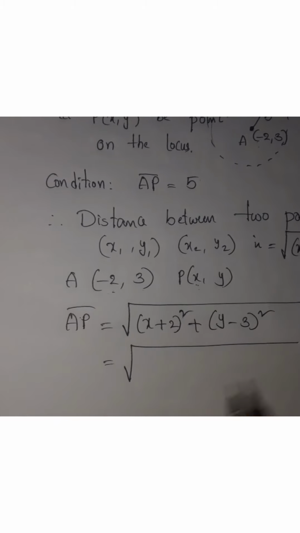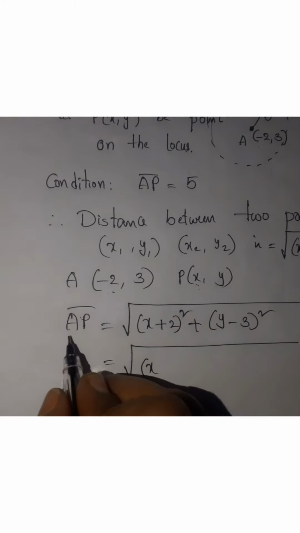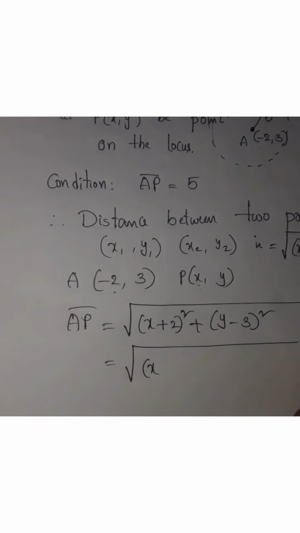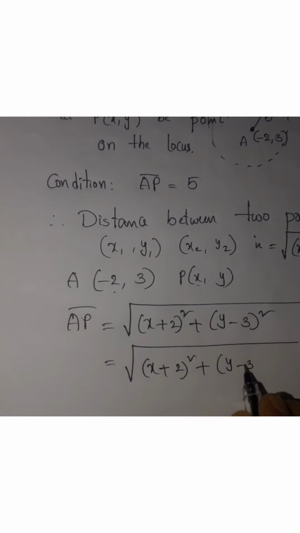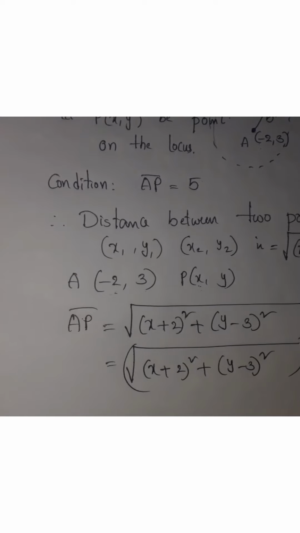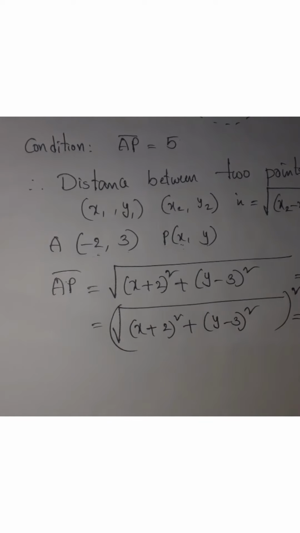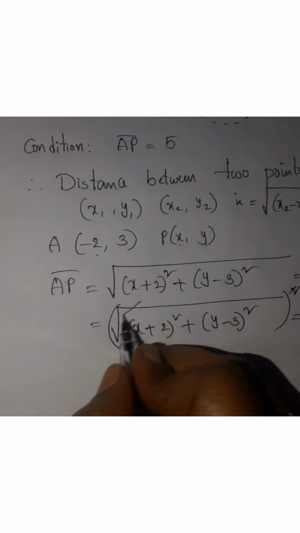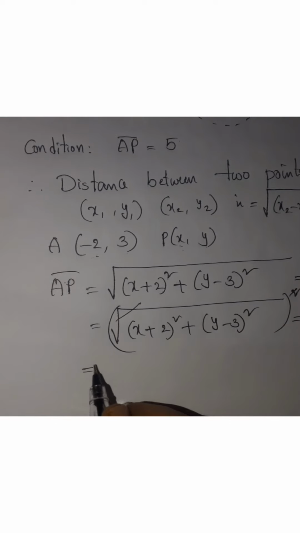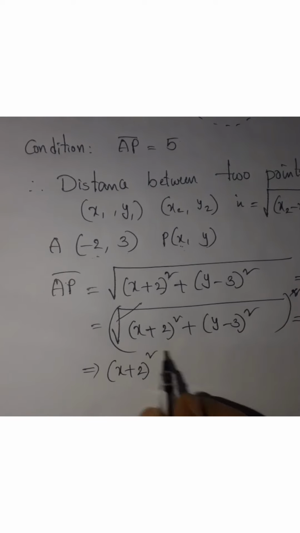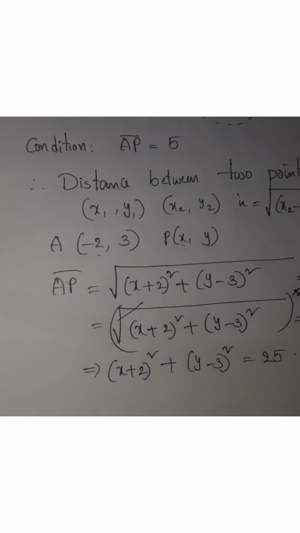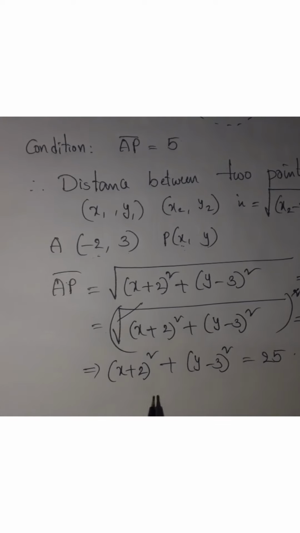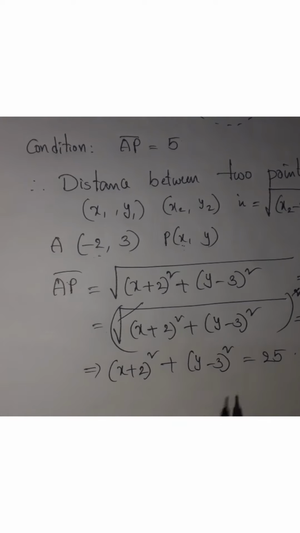That implies, AP value is 5. So x plus 2 whole square plus y minus 3 whole square, squaring on both sides, we get 5 square, that is 25, and the square root gets cancelled. We will get x plus 2 whole square plus y minus 3 whole square is equal to 25. This is a circle equation with center minus 2 comma 3 and radius 5.